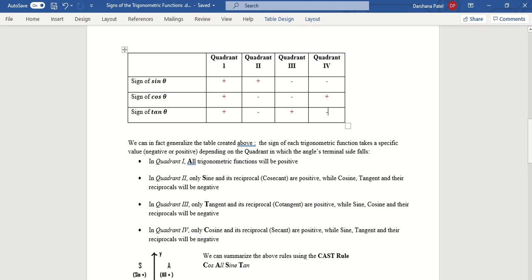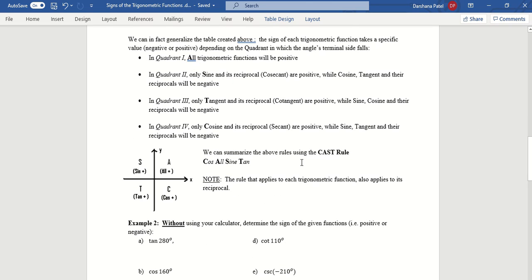So if you were to summarize this in a chart, this is how it looks like. We can use something called the CAST rule, C-A-S-T. C stands for cos, A stands for all, S stands for sine, and T stands for tan. In fourth quadrant, only cos positive. In first quadrant, all positive. In second quadrant, sine positive, and in third quadrant, tan positive. And whichever out of sine, cos, tan are positive, automatically their reciprocals are positive.